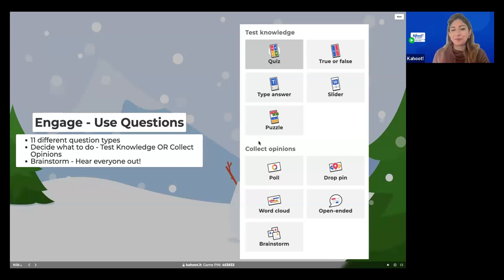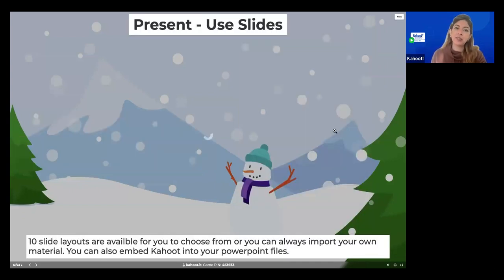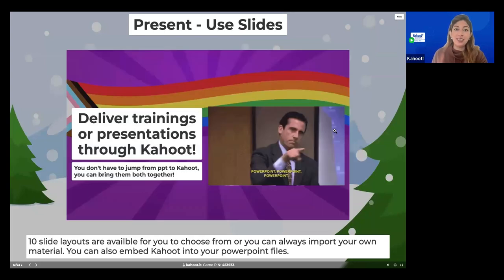The other section is collect opinion. So you have testing knowledge type questions and collect opinion questions. Collect opinion questions do not have points, and they're primarily used for gathering input from the audience, like poll, open-ended, and drop-in that you've all experienced already throughout the training.